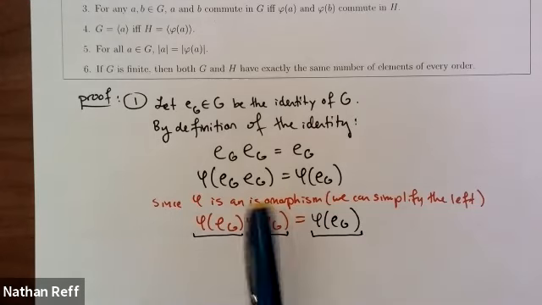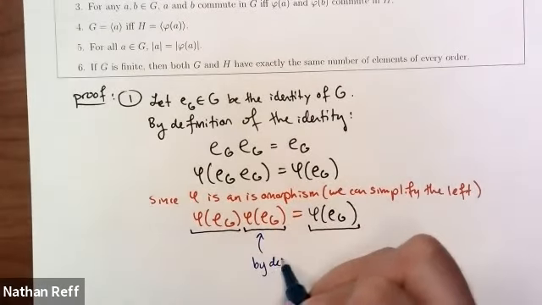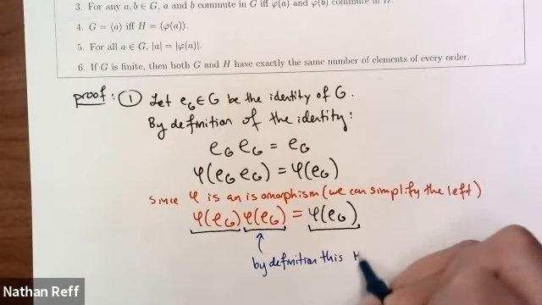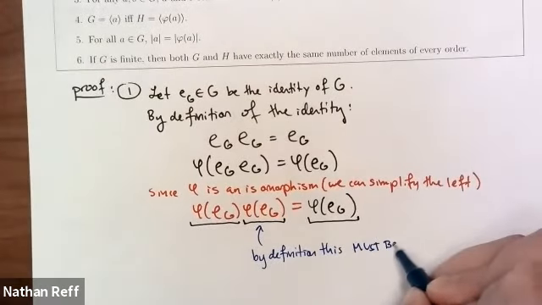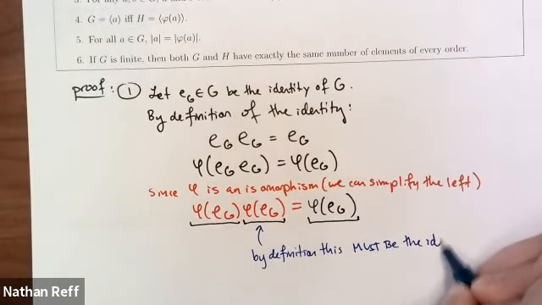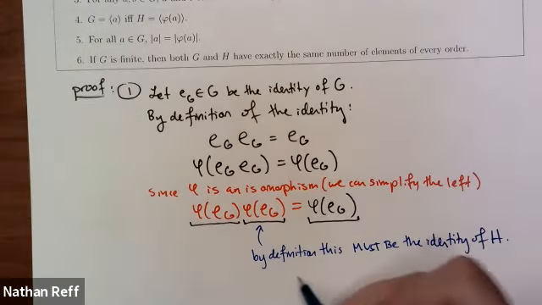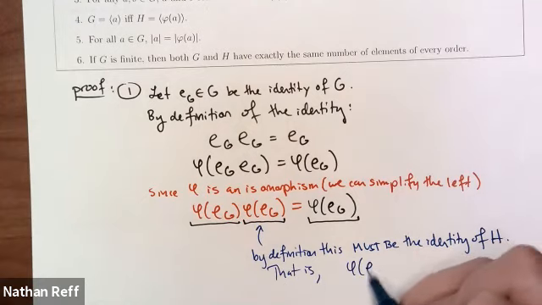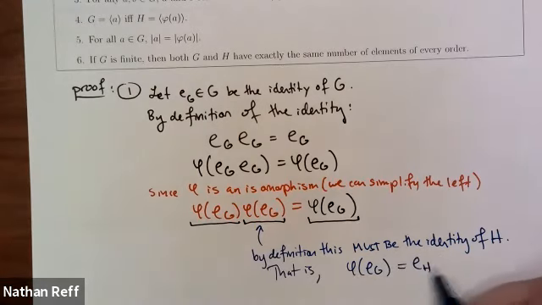See that? So by definition, this must be the identity of H. So that is phi of EG, which is that element right here, is equal to EH.